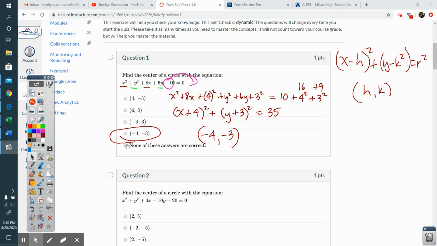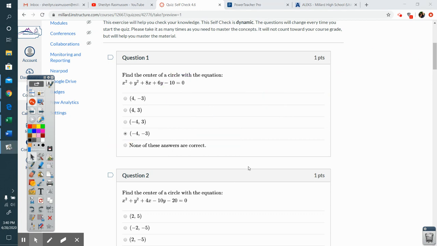So if you did, whoops, I clicked on the wrong thing. You could click on that. But anyway, that's the answer for that one. And we'll go through a few examples so that hopefully we can get this.